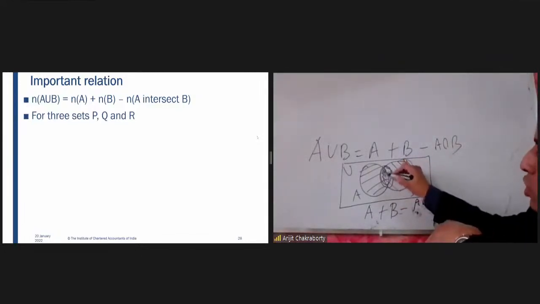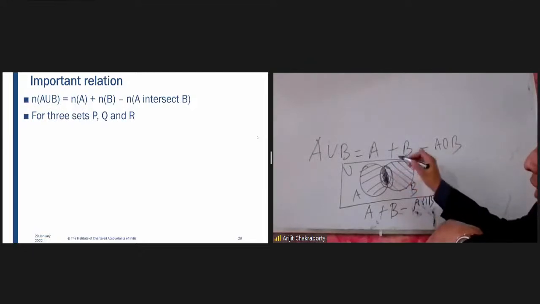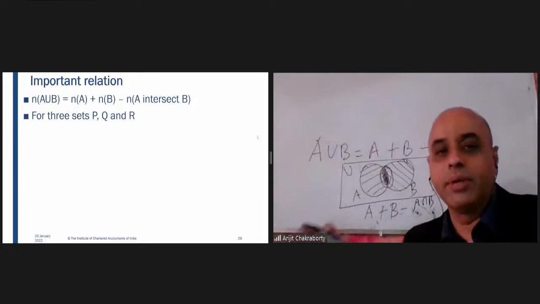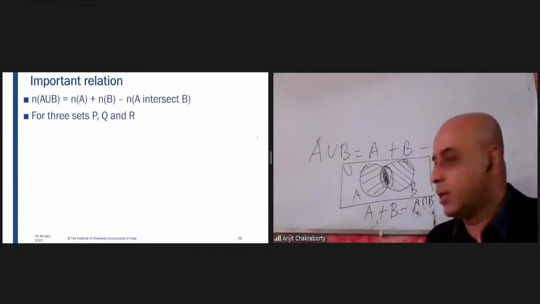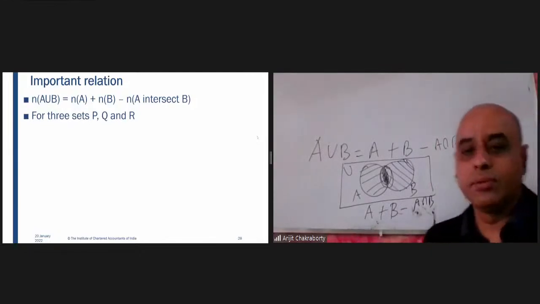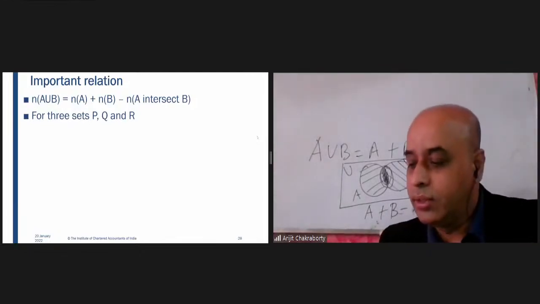That means this portion, which I am now darkening, was counted twice. So I am reducing it by 1. So A plus B minus A intersection B. Okay, so that gives you the formula for n(A union B).